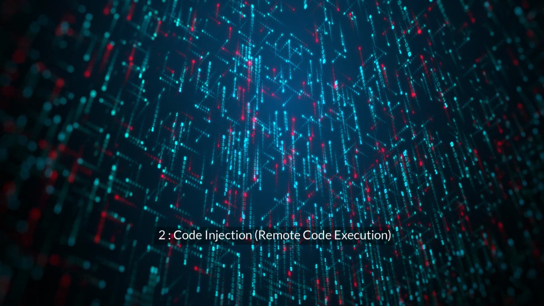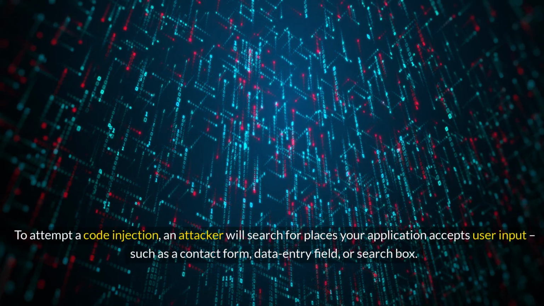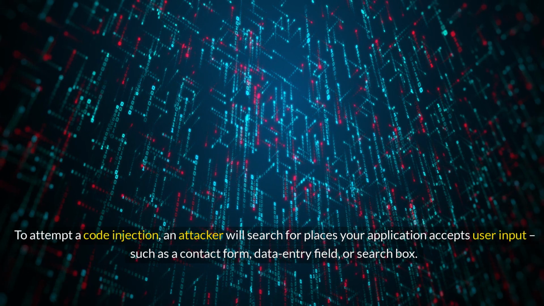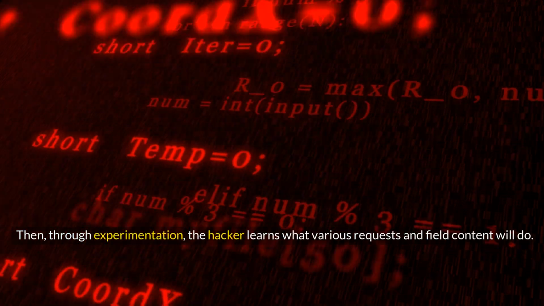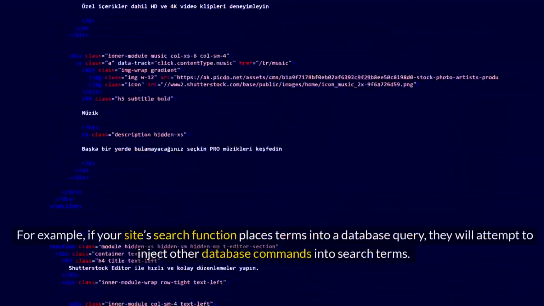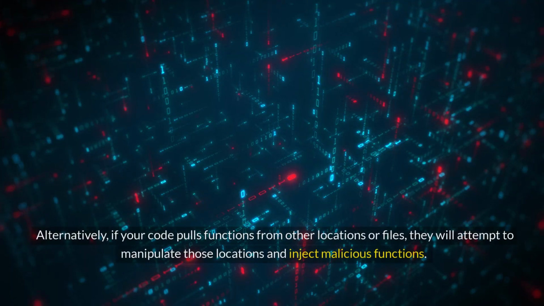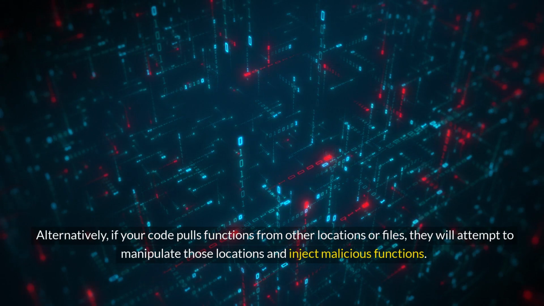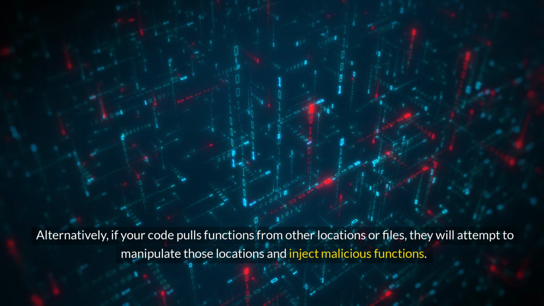2. Code injection, remote code execution. To attempt a code injection, an attacker will search for places your application accepts user input, such as a contact form, data entry field, or search box. Then, through experimentation, the hacker learns what various requests and field content will do. For example, if your site's search function places terms into a database query, they will attempt to inject other database commands into search terms. Alternatively, if your code pulls functions from other locations or files, they will attempt to manipulate those locations and inject malicious functions.